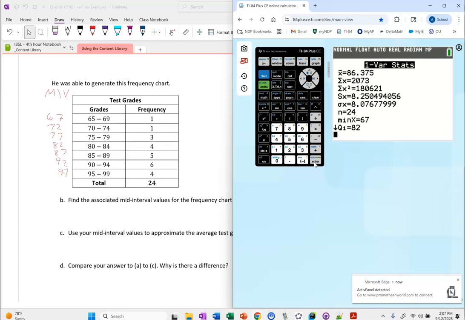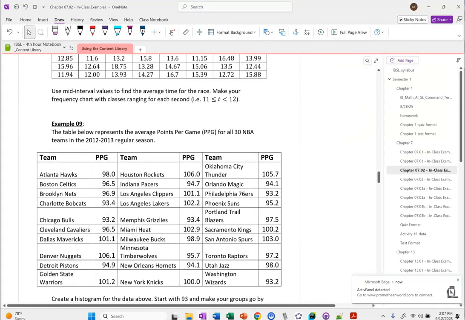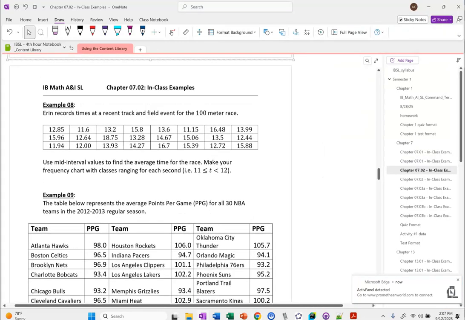Everybody happy? We know how to use mid-interval values to calculate a mean the correct way now? Yes. Okay, we don't add up the mid-interval values and divide by 5 or whatever. Don't do that. Okay. Example 8 is the same thing. I'm skipping it because we did it once already. I'm not going to do it a second time.